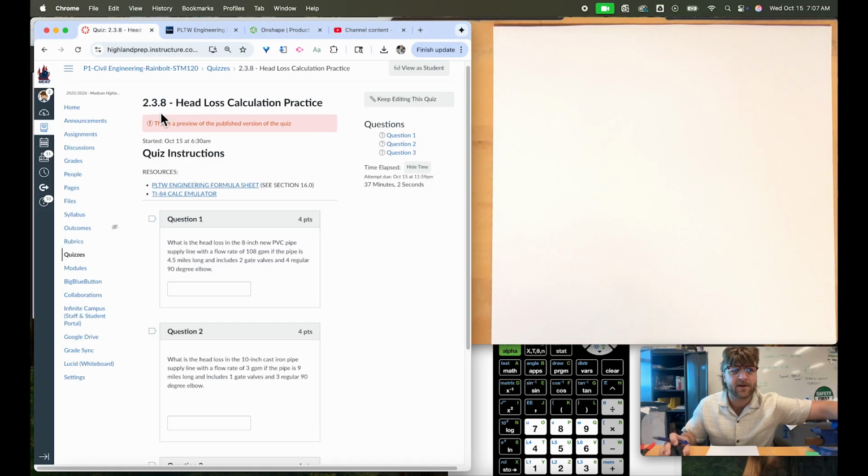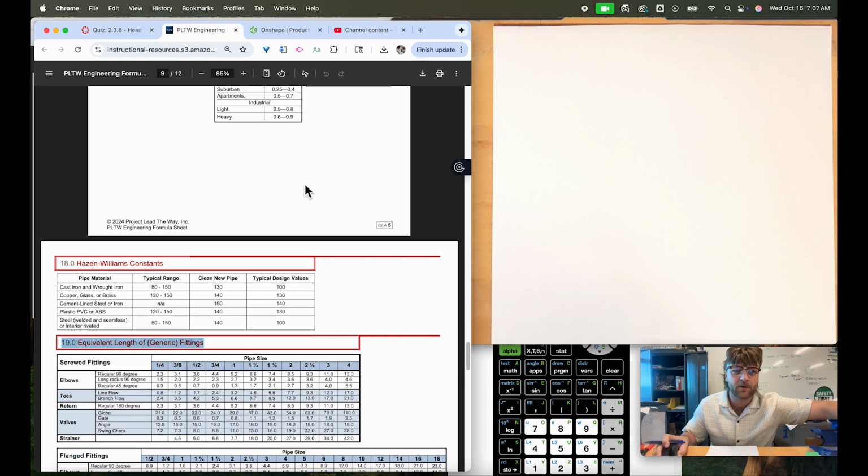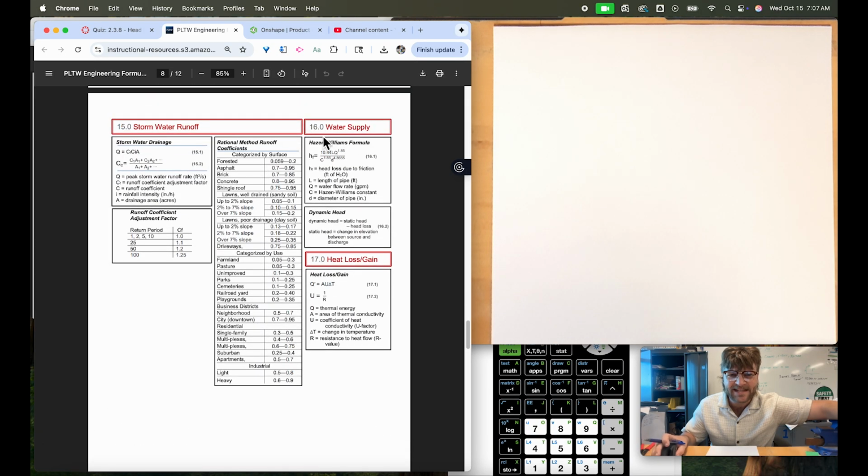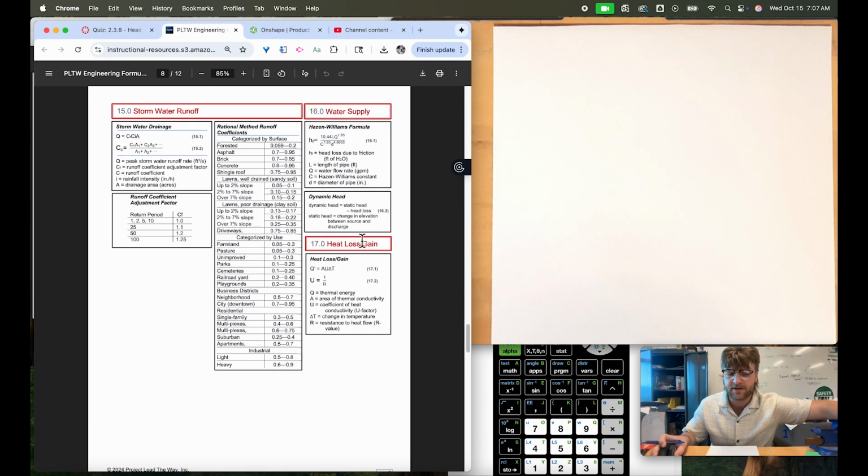Hello, everybody. In this video, we're going to be going through activity 238, which is going to be these head loss calculation practice problems. Pointing out some resources that we want to have up. Got the engineering formula sheet here. We're going to be referencing section 16, water supply. We got these three equations here that we're going to be using.